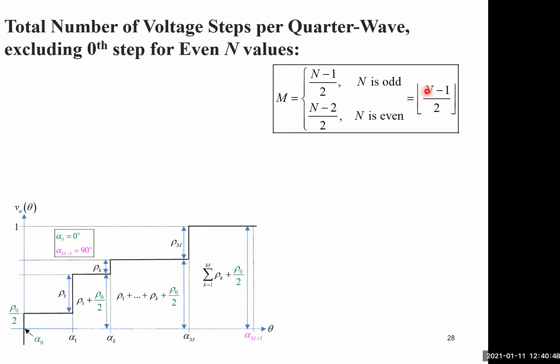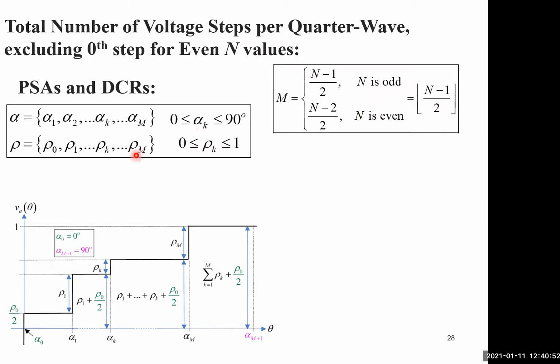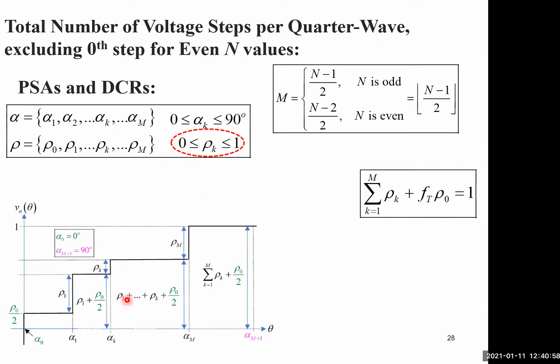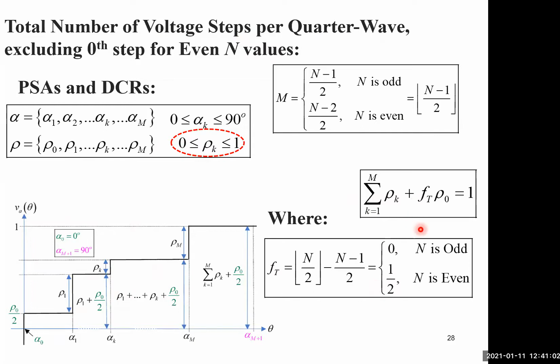By using the floor operator, we can unify both cases into one. Okay, so these are the parameters here. And this just makes sure that the voltage steps are normalized and weighted, where the floor term represents a parity toggle function. This way we can combine both odd and even values of n into a single expression for simplicity.